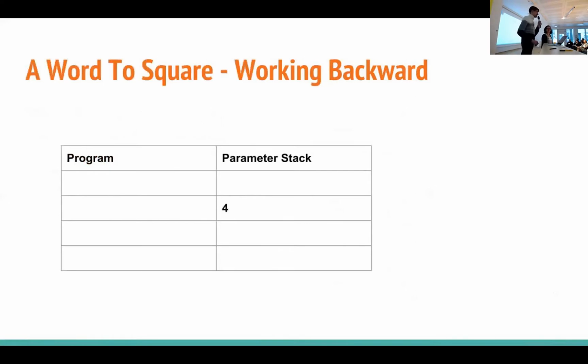Okay, so we're going to show you how to write a Forth word of your own. So this is a small program. We're going to work on squaring the number four. So if we work backwards, we're going to need a four on the stack. So how do we get that there? Enter the four in the program. So we have that four there.